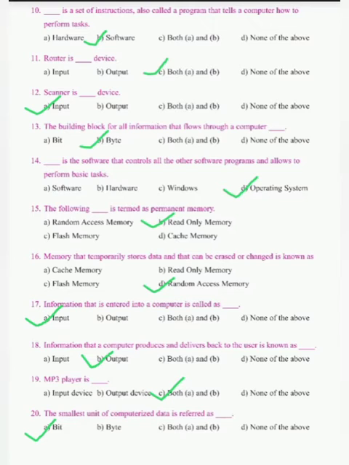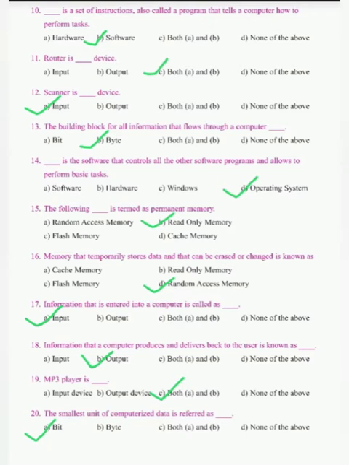The building block for all information that flows through a computer is dash. A. Bit. B. Byte. C. Both A and B. D. None of the above. Answer: Byte.